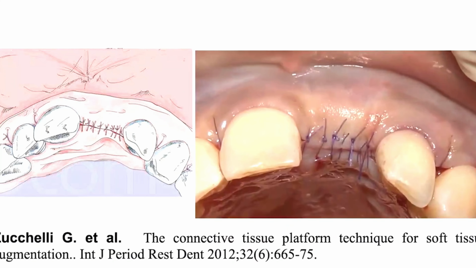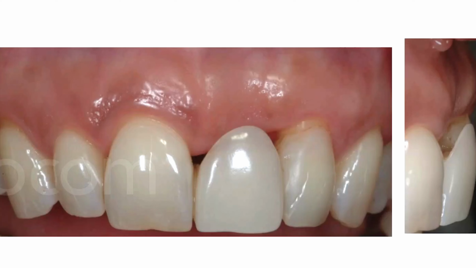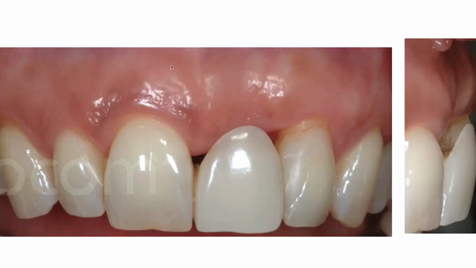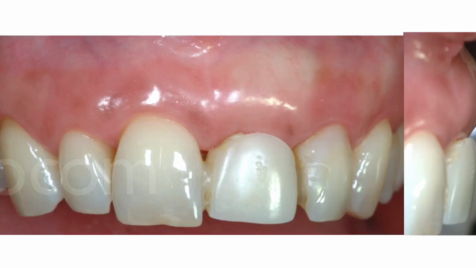So this is the end of the platform technique. This is before, this is after. Enormous amount of soft tissue segmentation in apicocoronal. And look, buccal lingual. This is the temporary crown before being reduced, and look how much soft tissue was gained in the 6 months of healing after the platform.